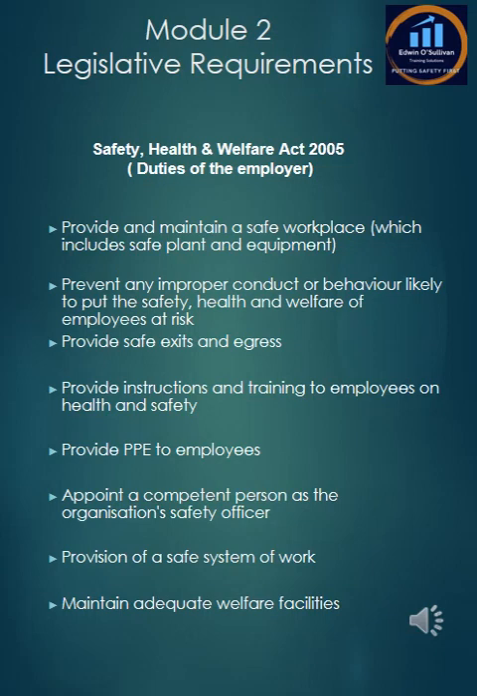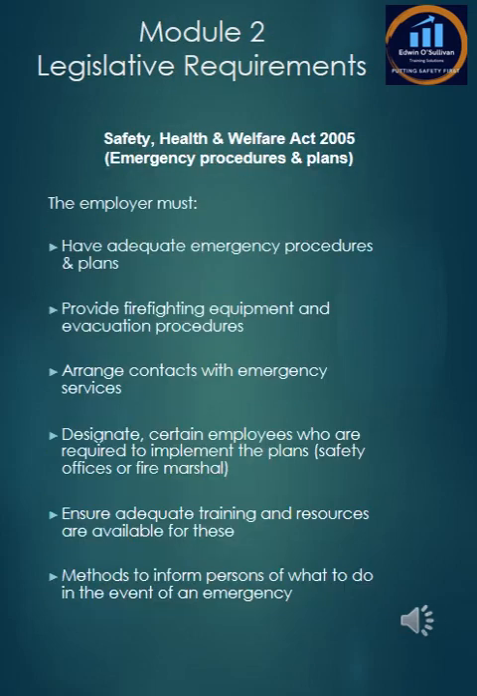They are to provide safe exits and egresses, not to have exits blocked. Provide instructions and training to employees on health and safety. Provide PPE to employees. They are to provide a competent person as the safety officer for the organisation. They are to provide provisions of safe systems of work, and they are to maintain adequate welfare facilities such as toilets and canteens.